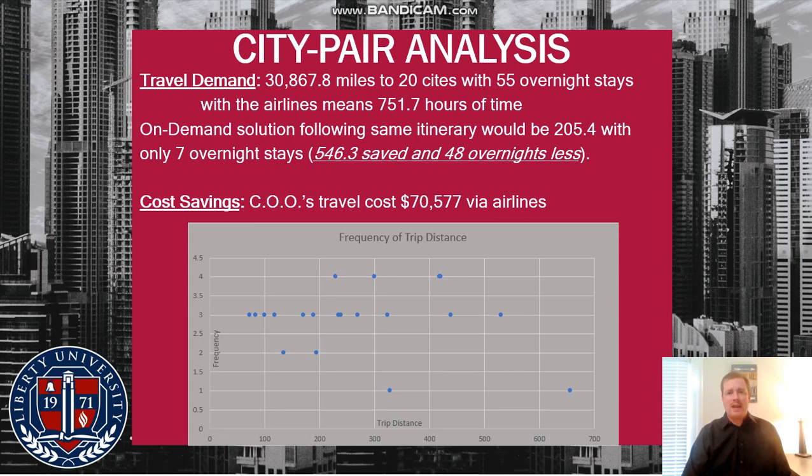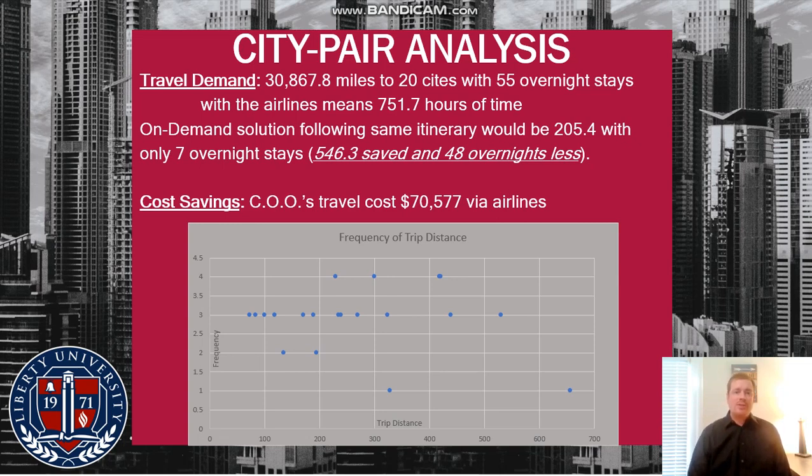What's more is that there are restrictions to productivity with airline travel. With the 546 hours saved here and 48 overnight stays that you save with on-demand travel, the COO could dedicate much more time to more important tasks and areas of concentration.